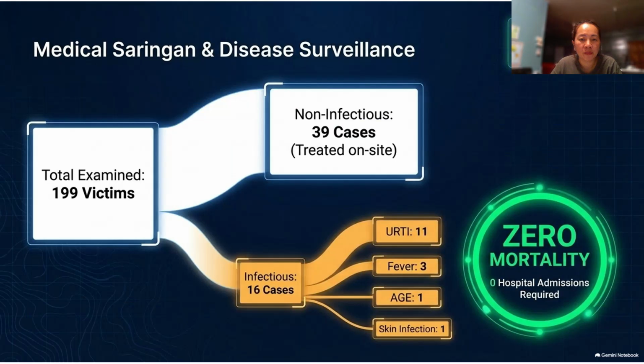services. Medical screening and disease surveillance were carried out among the flood victims. A total of 109 victims were screened: non-infectious, 39 cases, infectious, 60 cases, including URTI, fever, and AGE.